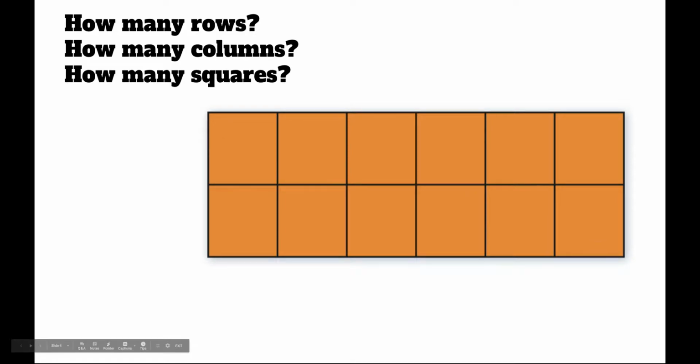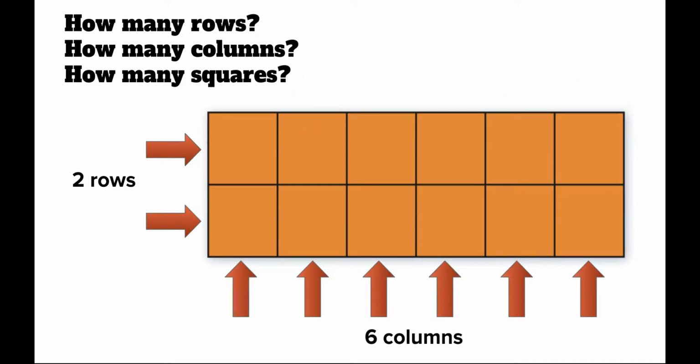But look at this array. I can see that it has 2 rows and 6 columns. But how is this array different than the last array you saw? Well, this array has the squares tightly packed, so there is no space in between them. We can still write a repeated addition equation just like we did before. There's 1 row of 6 and 1 row of 6, so that makes 2 rows of 6 and 12 squares.